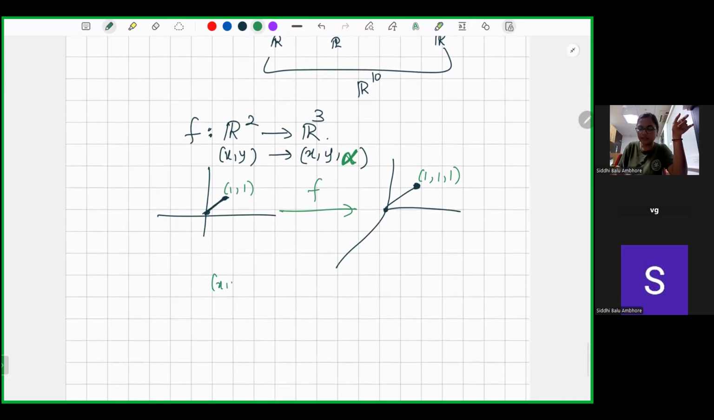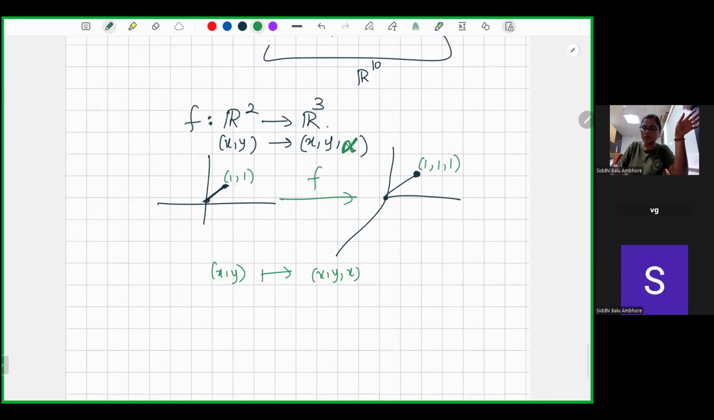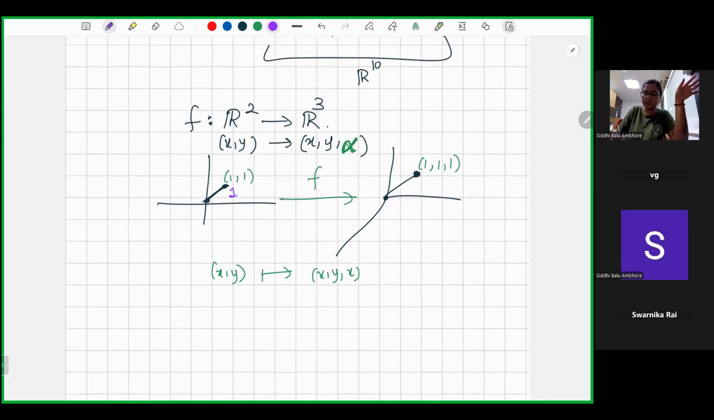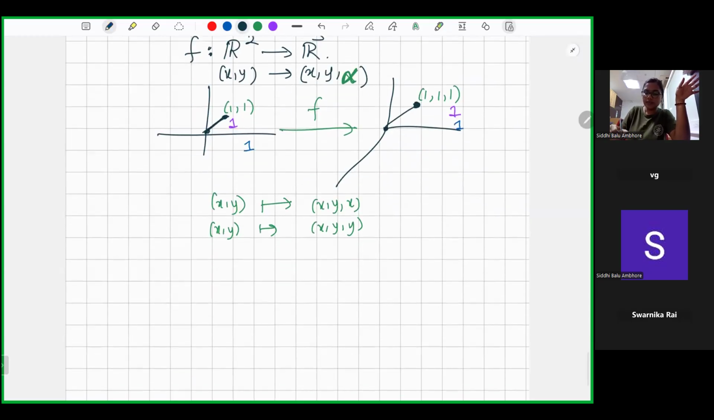You can define (x, y) going to (x, y, x). Now 1 1 goes to 1 1 1 without any problem, because x was 1 and this is going to 1 here. Or I can define (x, y) going to (x, y, y). Now the y coordinate 1 goes to the third one here, and xy are going to xy as they are, that's not a problem. This is what I was trying to explain: there are many functions which can take you to that map. For example, (x, y), and again I want my third coordinate to be 1, so I can do it like (x plus y) by 2, right?